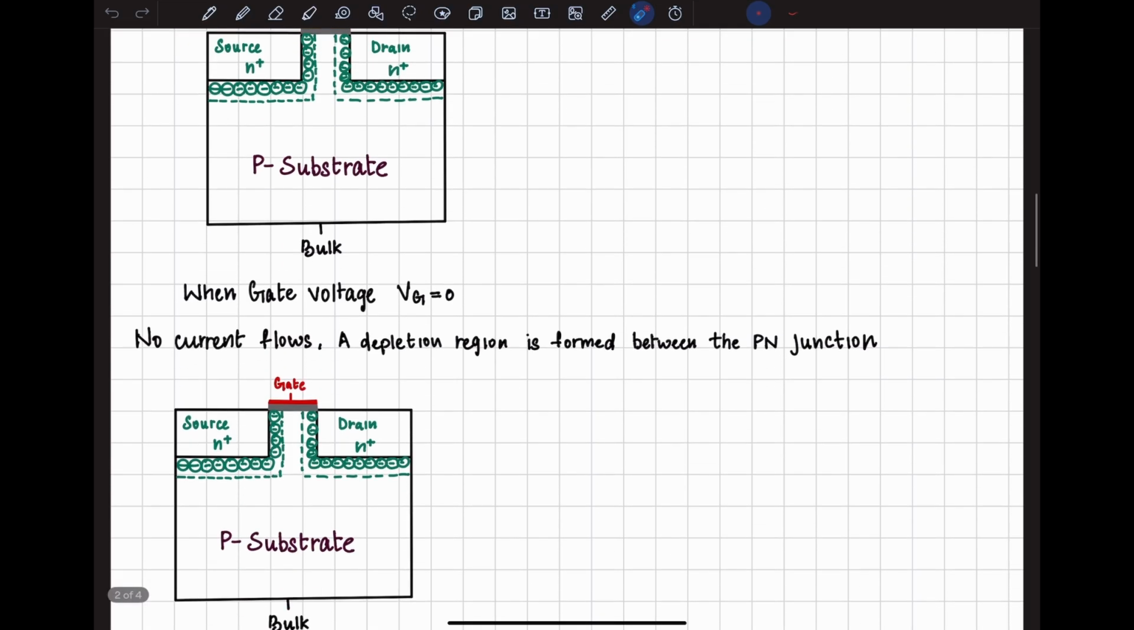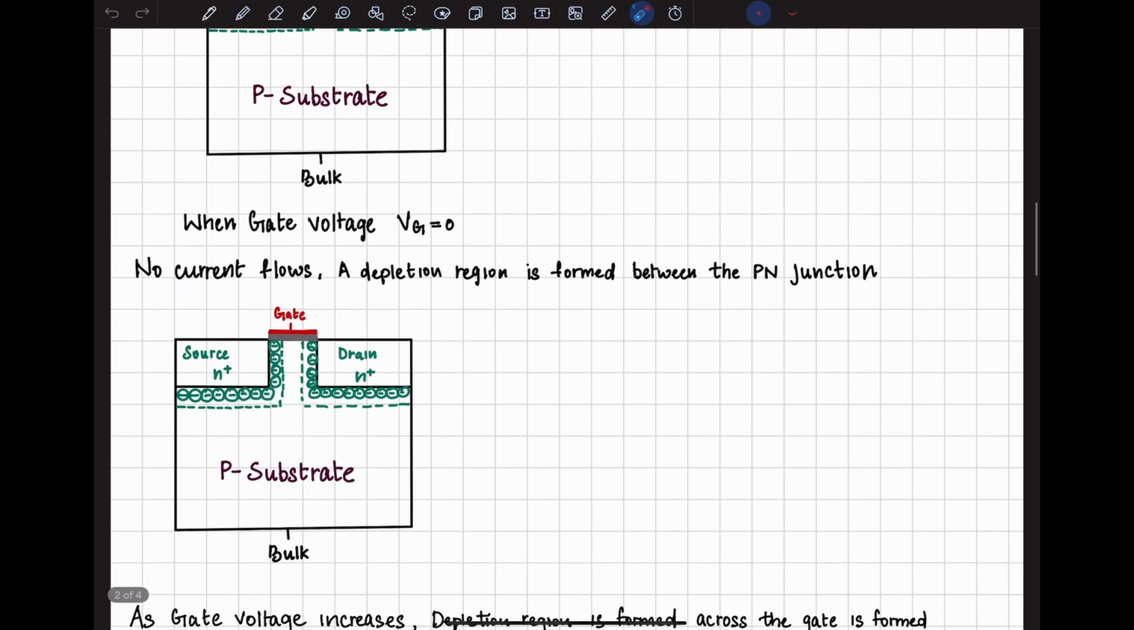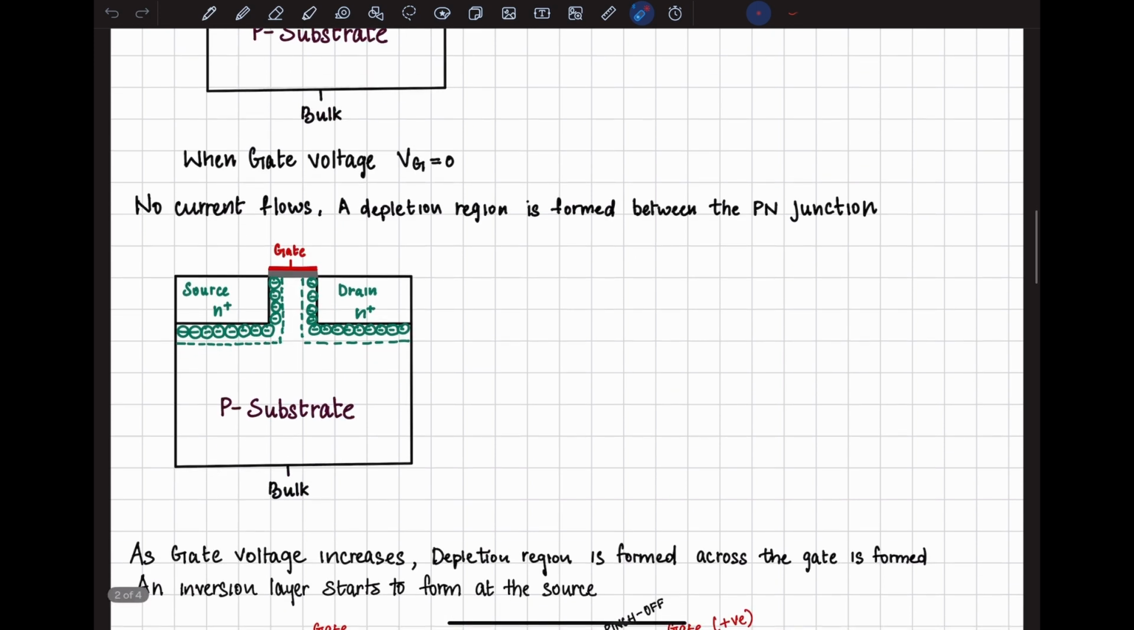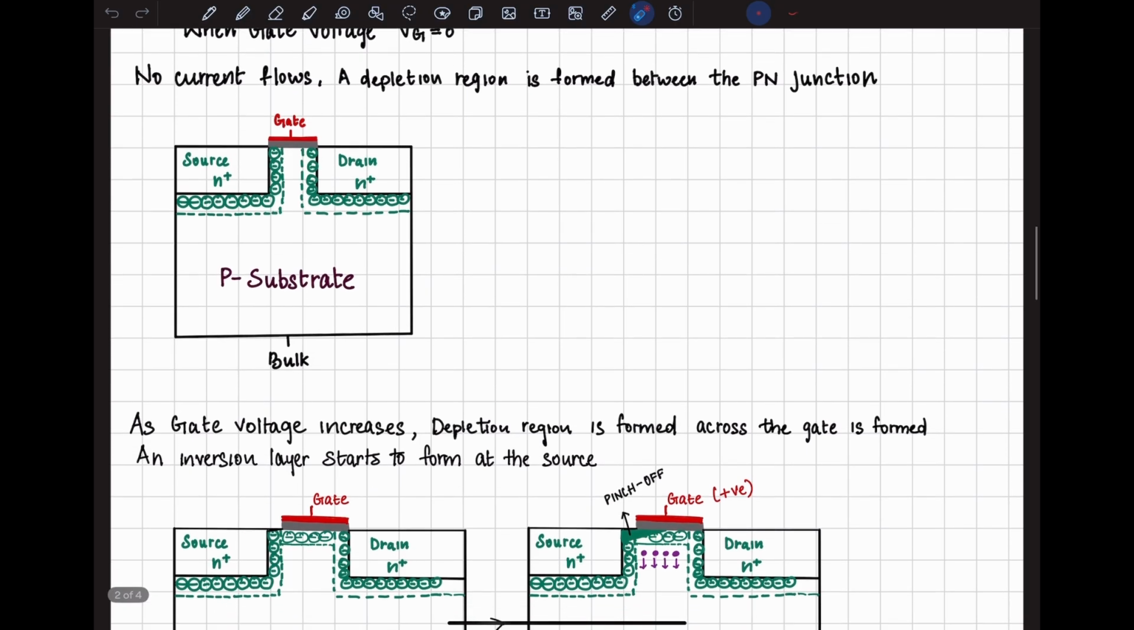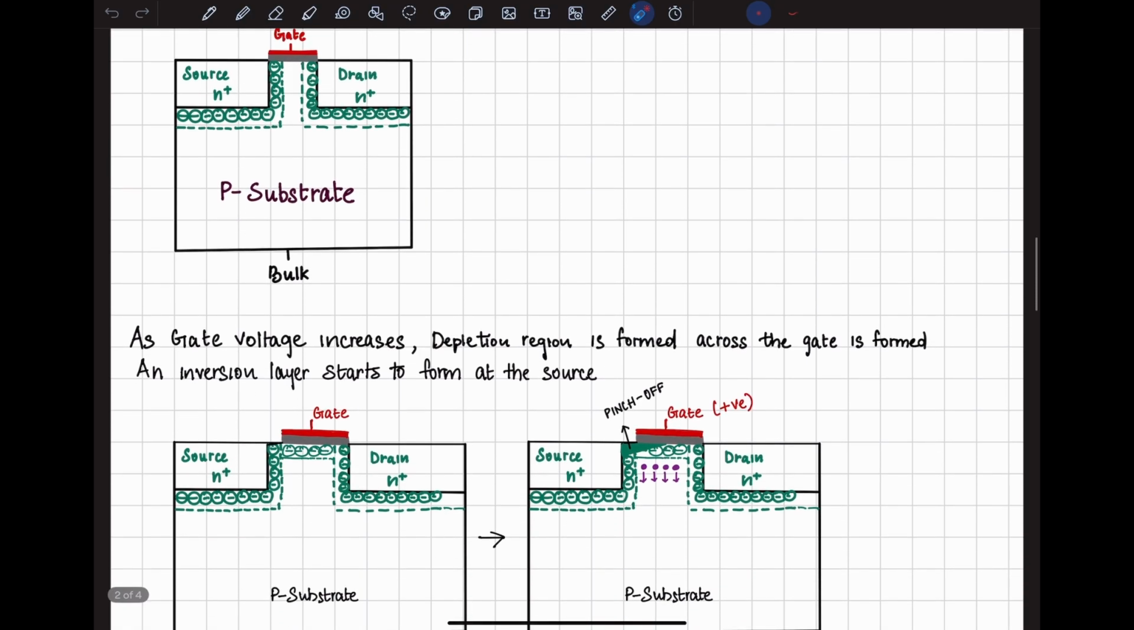Now let's discuss the actual functioning of a MOSFET. When the gate voltage is 0, there is no current flow in the system. However, there is still a depletion region that gets formed due to the PN junction. As the gate voltage increases, for an NMOS, the gate is at a positive voltage. So the holes repel and the minority charge carriers form a depletion region under the gate voltage.